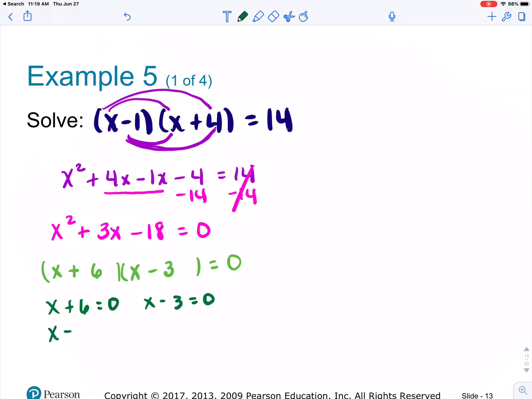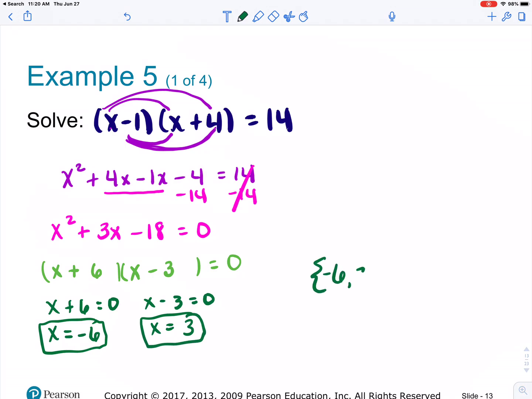Solve for x equals negative 6, and x equals positive 3. So my two solutions are negative 6 and positive 3. A little bit more work on that one with the factoring, or the foiling first, and then back to factoring.